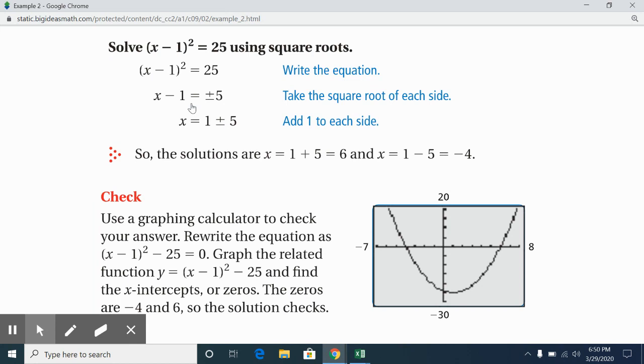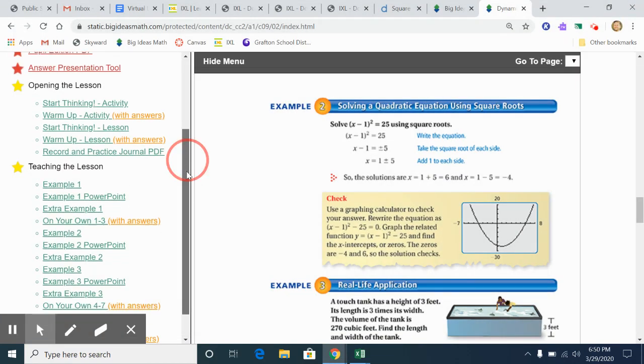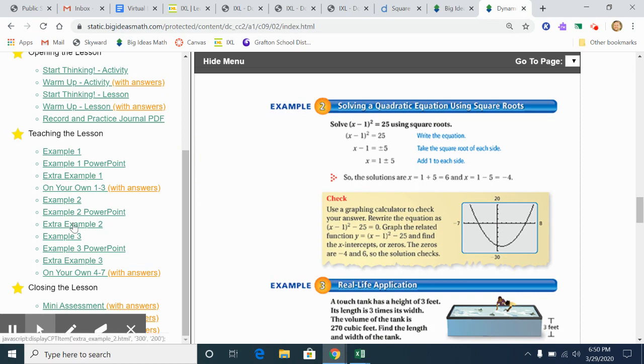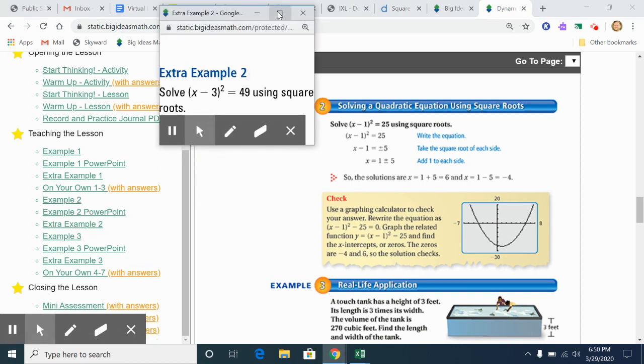One that says x minus 1 equals positive 5, and one that says x minus 1 equals -5. Just solve them. All right. Now it shows you, what if we graphed it in a graphing calculator? Here we can check our solutions, but most of us don't have graphing calculators, so we're going to move on. All right. Let me show you an extra example here.